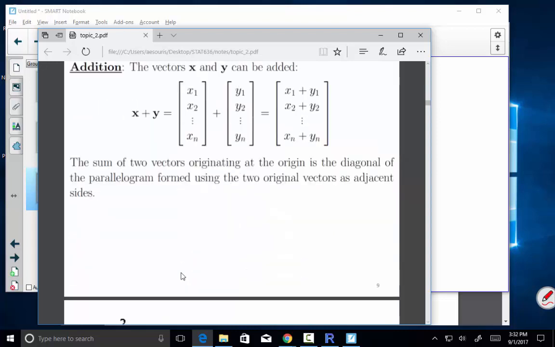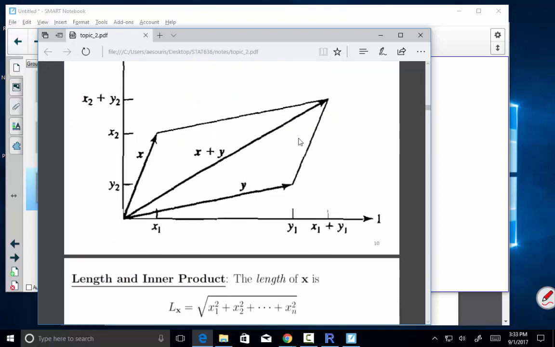You can add vectors as long as they have the same number of components. If I have 5 variables for individual 1 and 5 variables for individual 2, it makes sense to say individual 1 plus individual 2. When you add 2 vectors, you just add component by component. So x plus y is component 1, x1 plus y1. Component 2, x2 plus y2, dot, dot, dot.